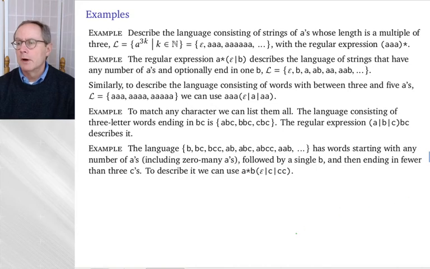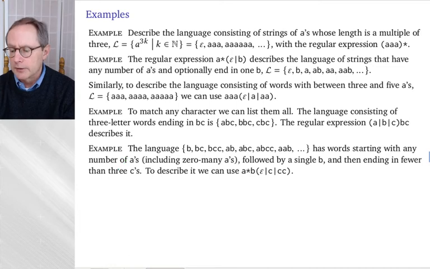The language of words starting with any number of A's, including zero A's, followed by a single B, and then ending in fewer than 3 C's. So we can actually get some pretty complicated descriptions here. So the language, I've got B, BC, BCC, AB, ABC, ABCC, has words starting with any number of A's, possibly zero, followed by a single B, and then ending in fewer than 3 C's. So really the thing to watch for is that B, but in any event, to describe it, I can use any number of A's, single B, and then ending in fewer than 3 C's, and that includes zero C's.